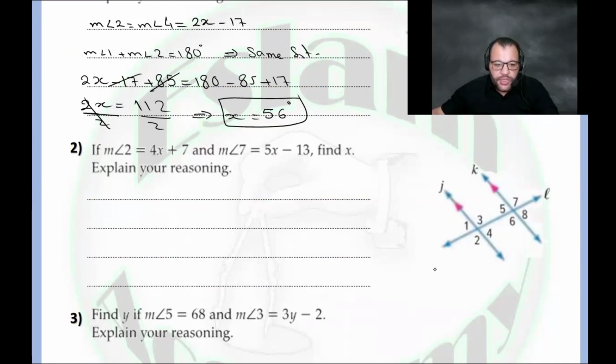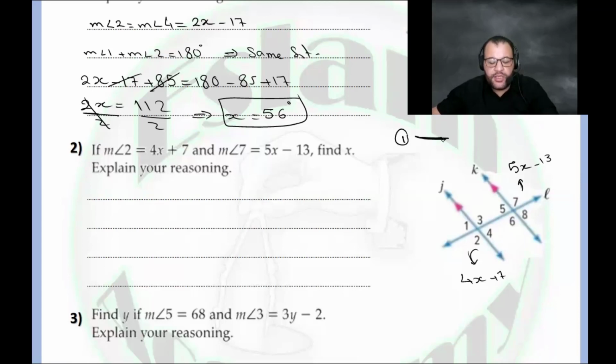Question number 2. The measure of angle 2 equals 4x plus 7. The measure of angle 7 equals 5x minus 13. Is there any direct relation between them? Yes, so we can find it. What is the direct relation between them? The measure of angle 7 equals the measure of angle 2 because they are alternate exterior.